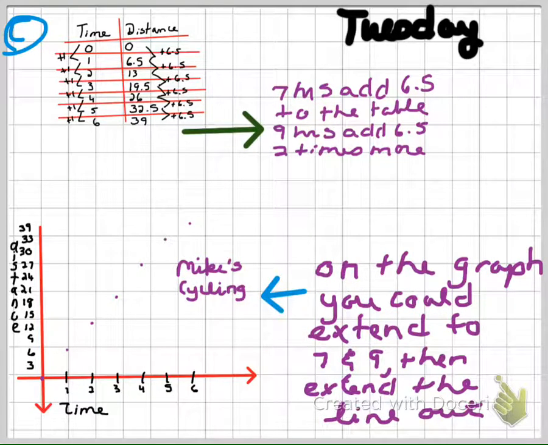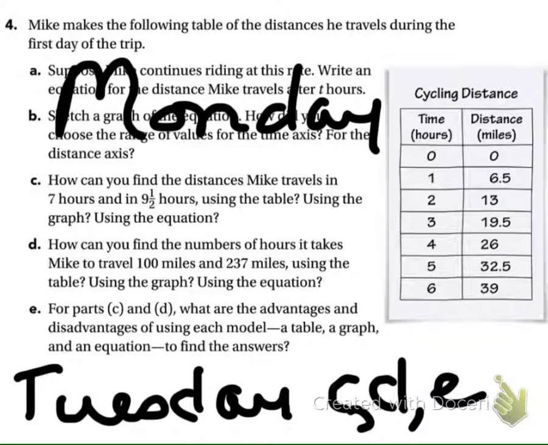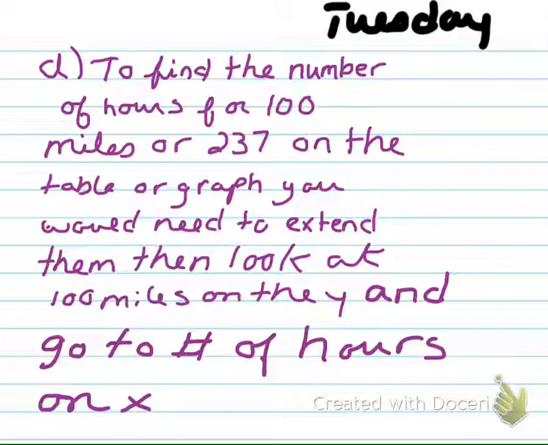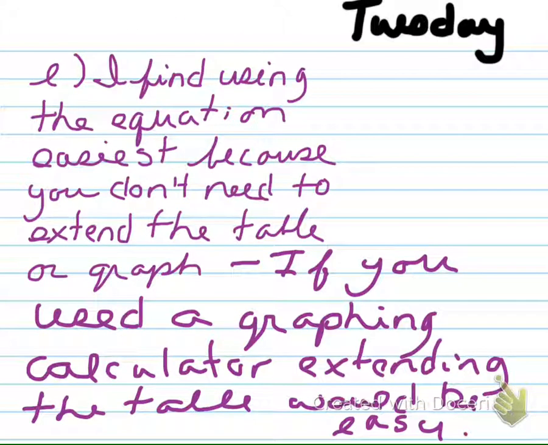Your last question for the day is, what are the advantages and disadvantages of using each model, the table, the graph, or the equation? And I said, I find using the equation easiest because you don't need to extend the table or the graph. If you use a graphing calculator, extending the table would be easier, but otherwise using the equation is much easier than extending out a table, especially like if you had to go all the way to 100 or all the way to 237. All right, you are done with your homework.